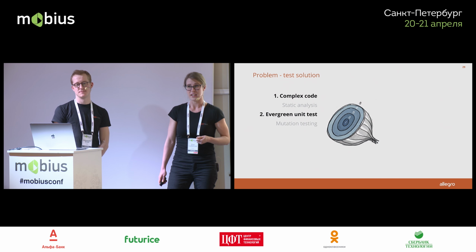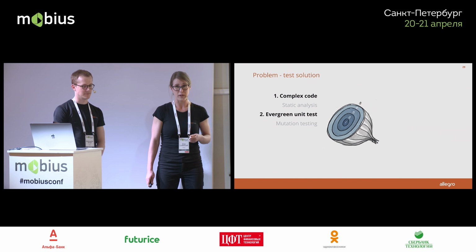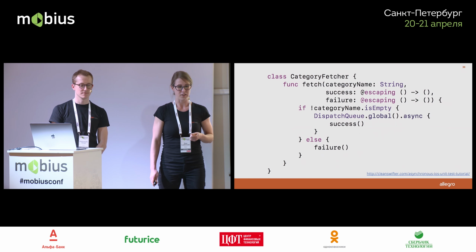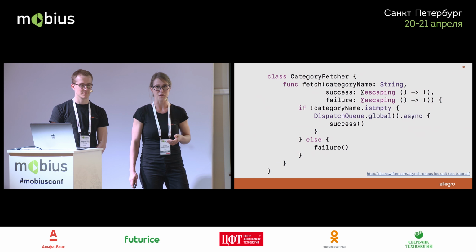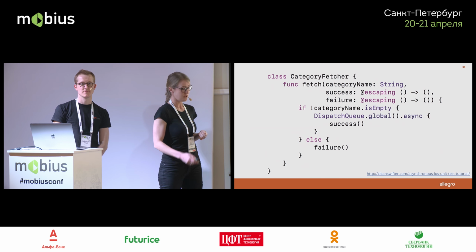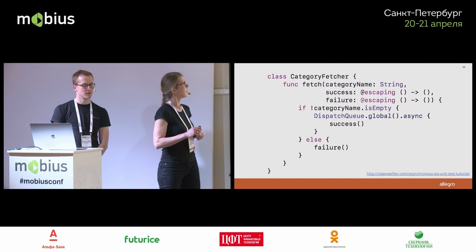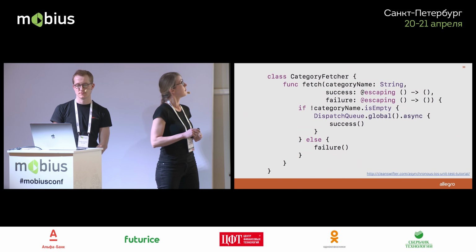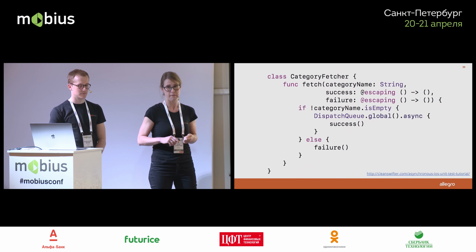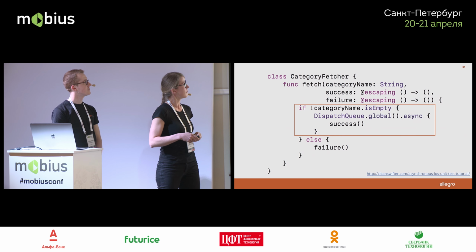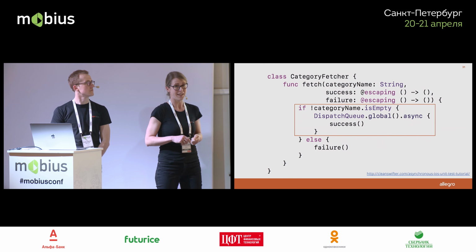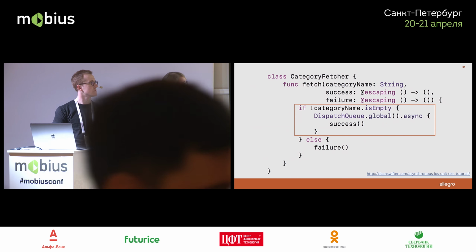Okay, so that was the first layer, how we solve the problem of complex code with a static analysis tool. Now let's move to the second layer. Again, here is some exemplary code. It's not production code. It's here to illustrate the problem we experienced. Here is a very short class called CategoryFetcher, and it has a function fetch with 3 parameters: category name, success, and failure closure. For each non-empty category name, the function calls the success closure. What is important: asynchronously.